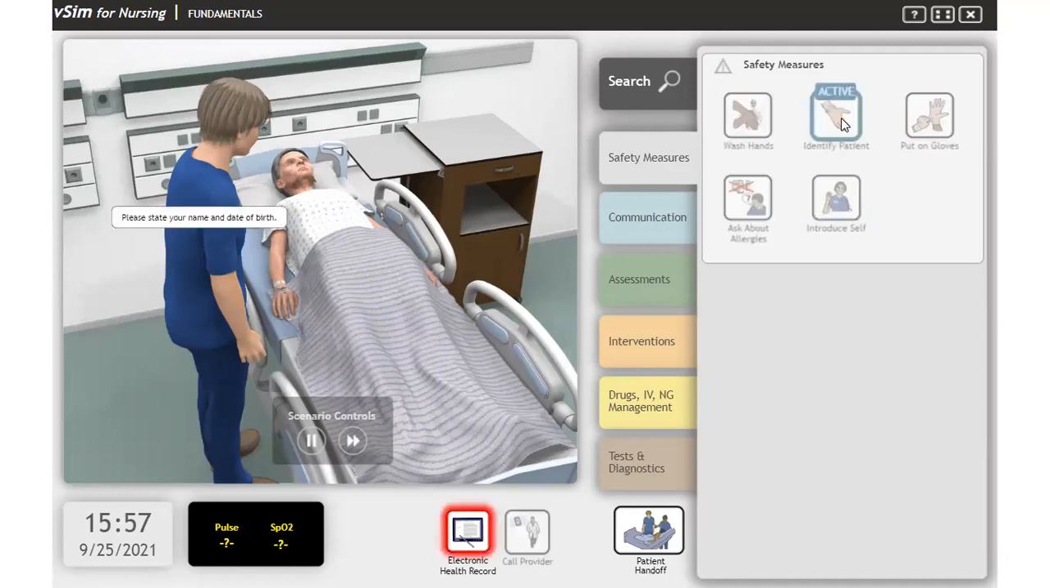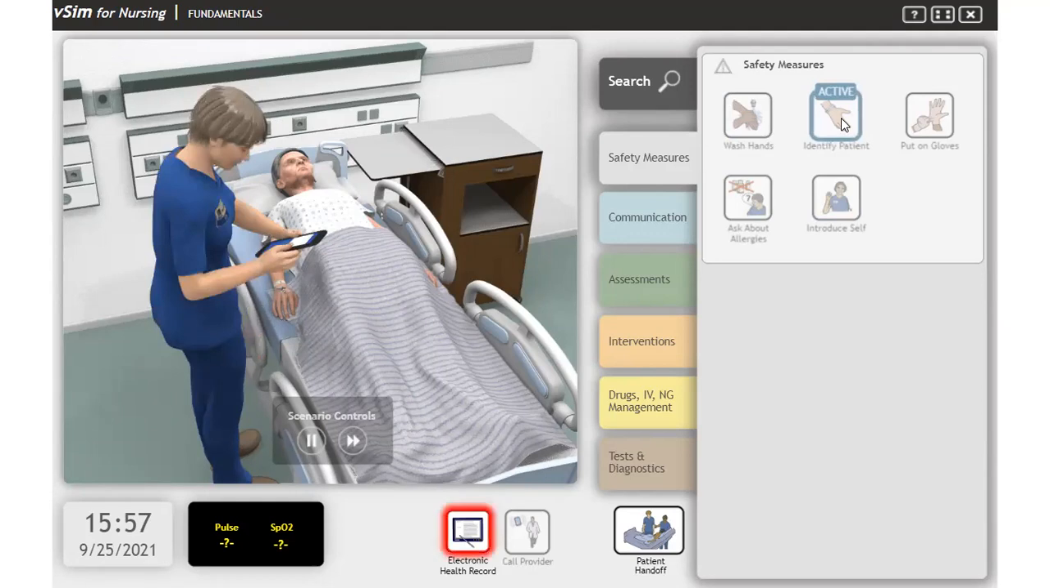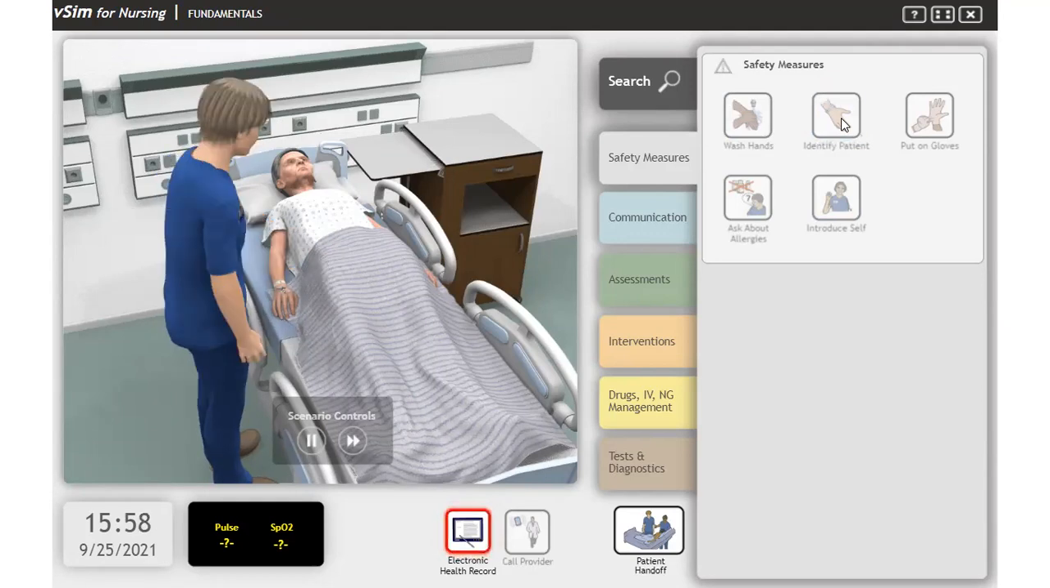Identify the patient. Please state your name and date of birth. My name is Edith Jacobson. I was born on September 20th, 1936. Now this is all telling you about her mood, her level of consciousness, all that.